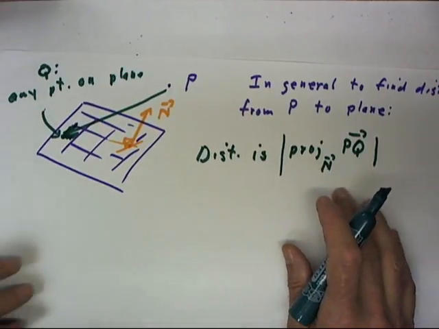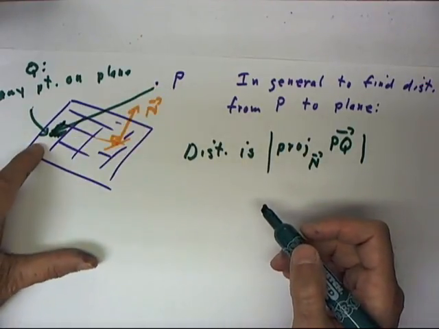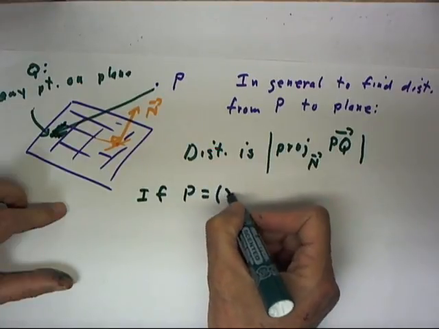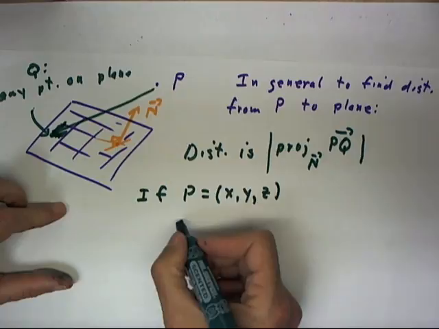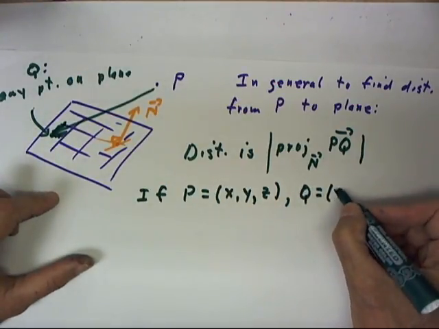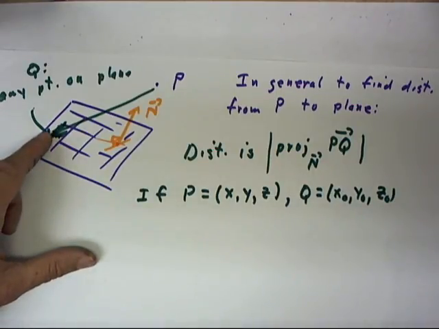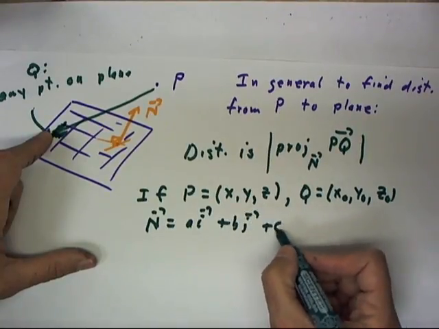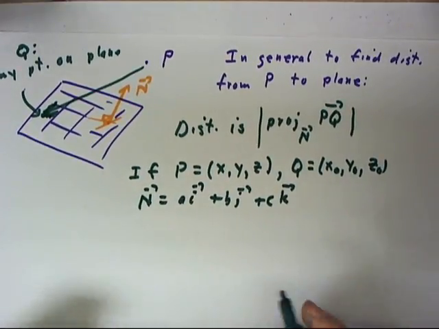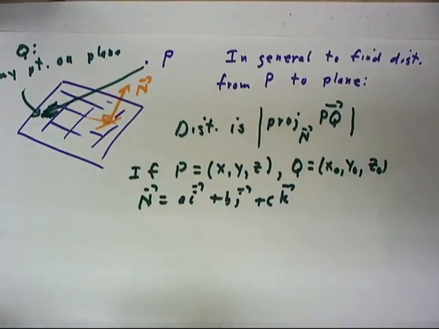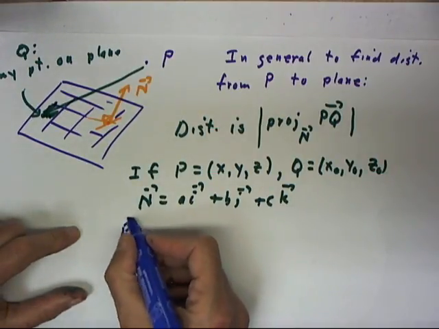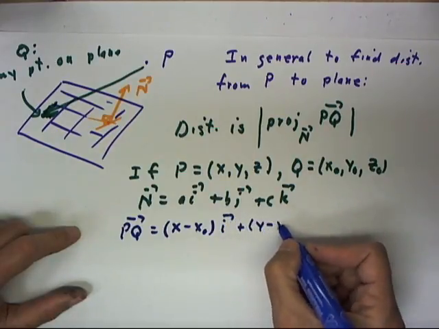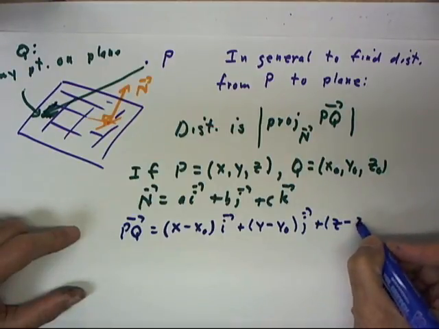So that's it. Now, if we put coordinates on the point P, x, y, z, and coordinates x0, y0, z0 on the point Q, any point on the plane, and if n is ai plus bj plus ck, then our vector PQ is x minus x0 i plus y minus y0 j plus z minus z0 k.